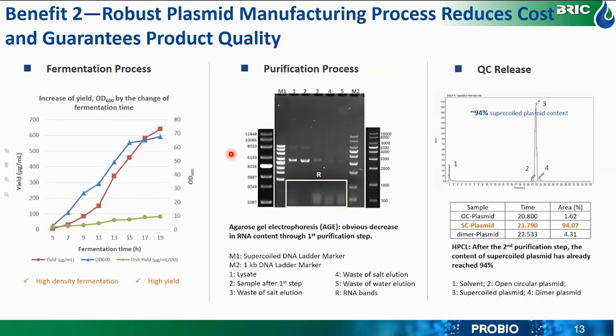This is a case study for our plasmid manufacturing. The left picture is a fermentation process. Just as I said, we are using the high density fermentation process. This process is antibiotics free and animal component free, and for the downstream part we are using multi-step chromatography steps to purify the plasmid.